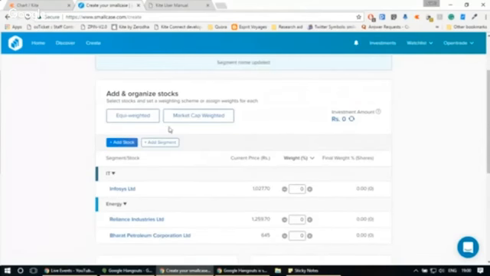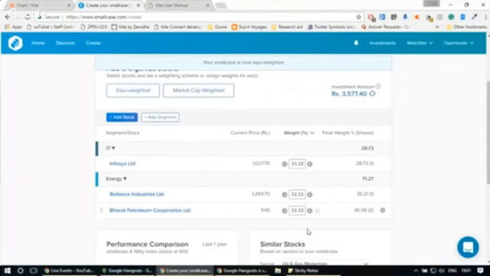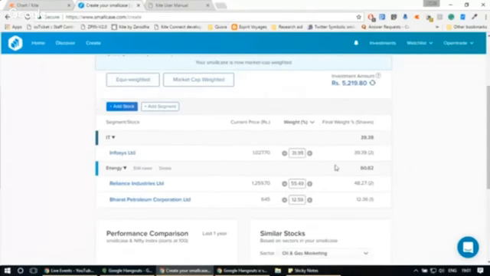Now for weightage, I can go with an equated portfolio, or I can go with a market cap weighted portfolio, or I can also change the weightage given to each stock based on what I like. So quite straightforward, right?